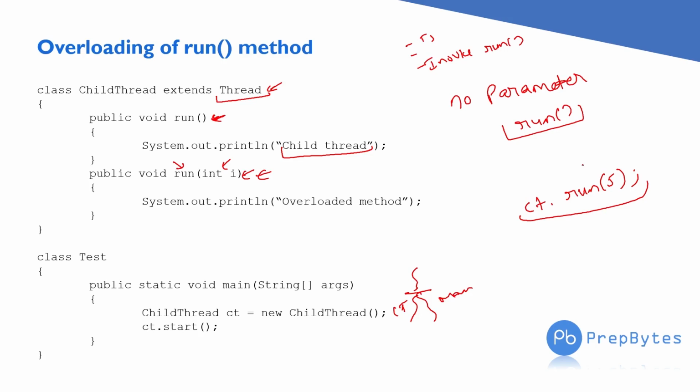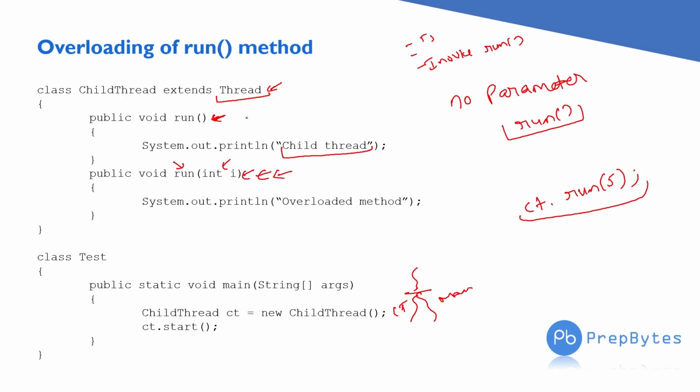Okay, so it will just behave as a normal method as well. Fine. So what is the point? We can overload the run method, but if you overload the run method, that overloaded method will just simply behave as a normal method. Start will always call the method with no parameters. Am I clear? So this can also be asked in the interview. Fine. So just keep this in mind.